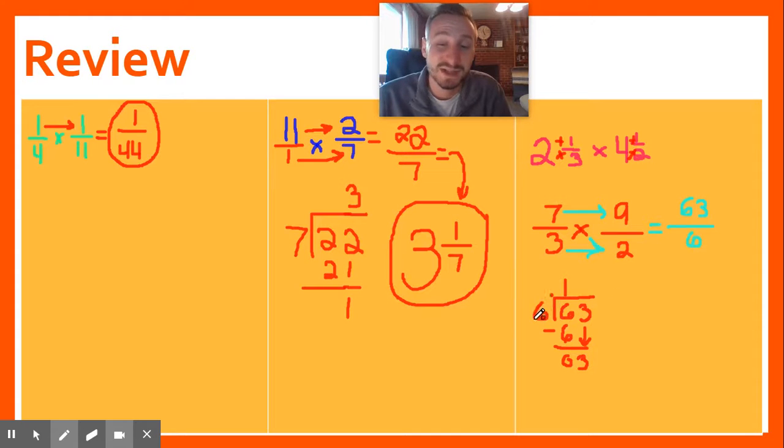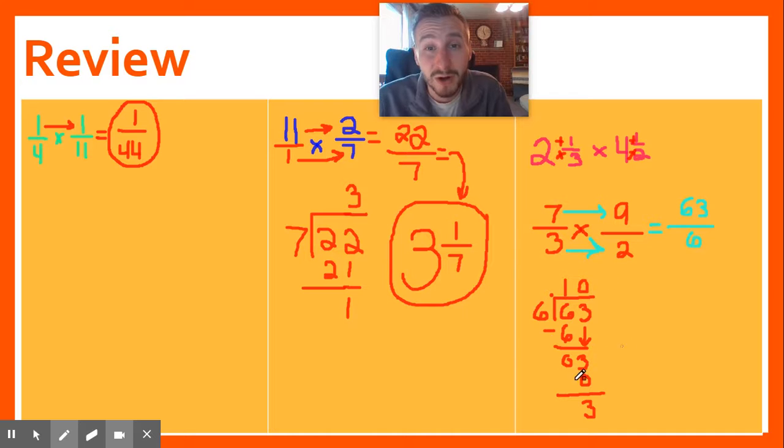How many times, so 6 times what gives us 3? Is there any number that would get us to 3 using a 6? Unfortunately not, because 6 is too big, right? It's bigger than 3. So 6 times 0 gives us 0, which leaves us with a remainder of 3.